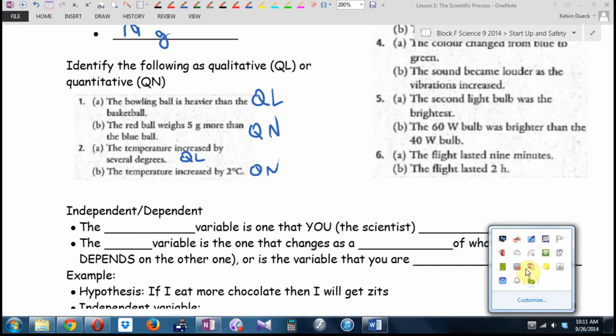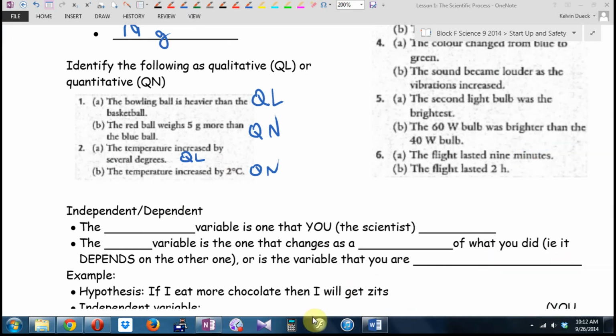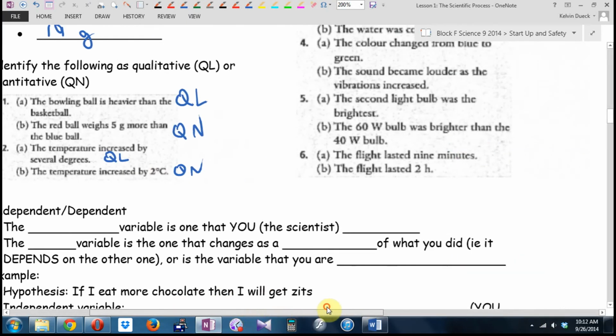Hey, excuse this interruption. Pause this for a second. Keep going. Number 3.